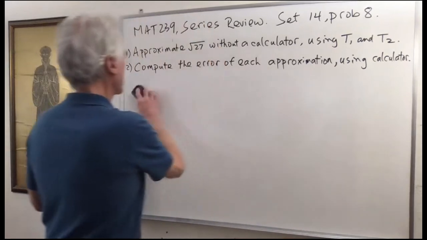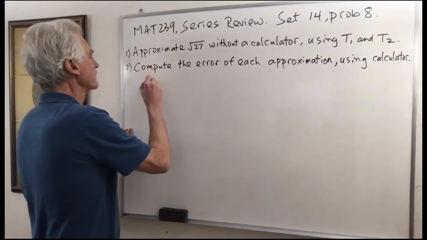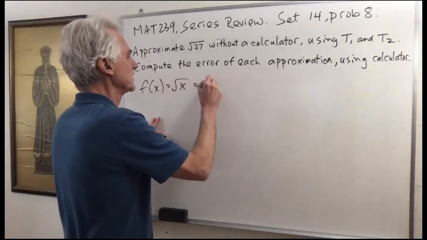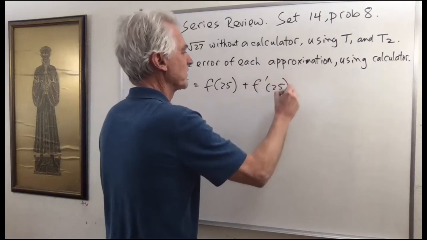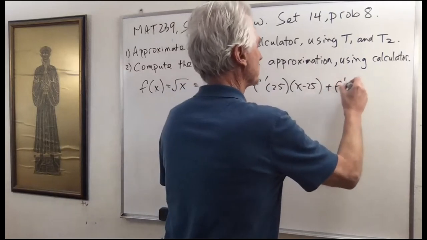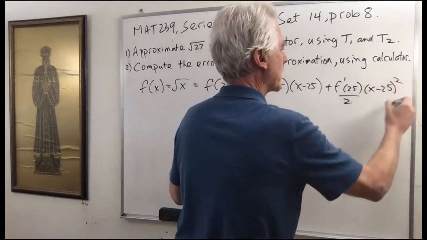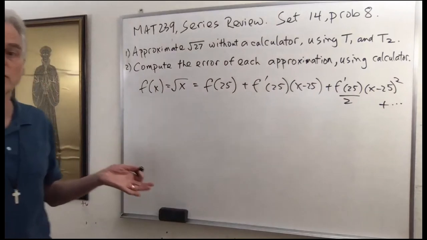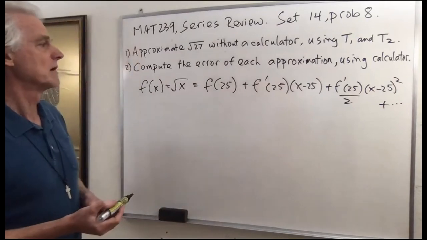So what we're going to do here is we're going to say f of x, the square root of x, is going to be f of 25 plus f prime of 25 times x minus 25 plus f double prime of 25 over 2 times x minus 25 squared plus dot, dot, dot. That's the Taylor approximation with A equals 25. We had the number A in there everywhere.